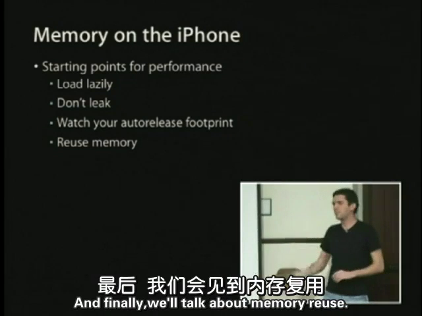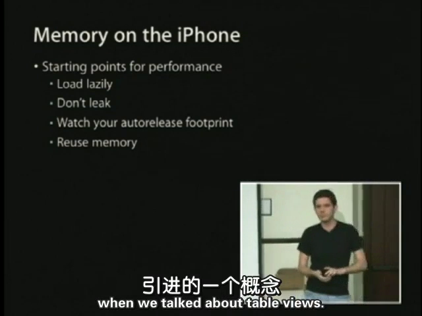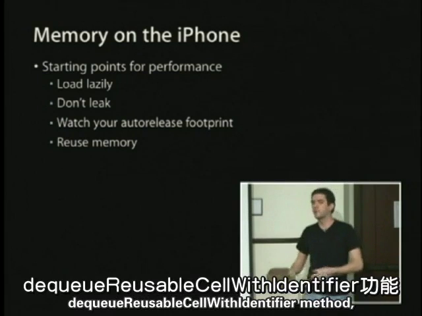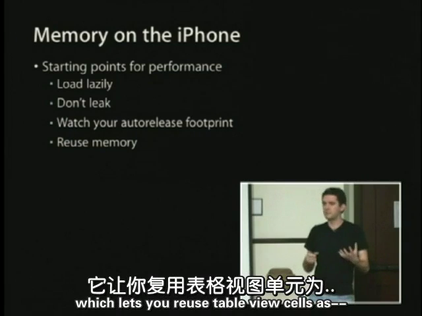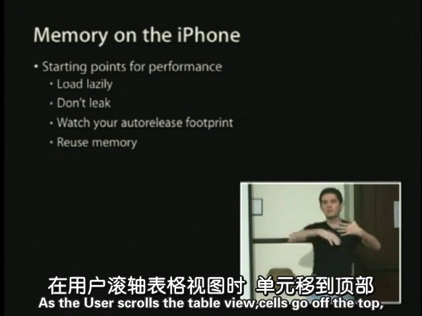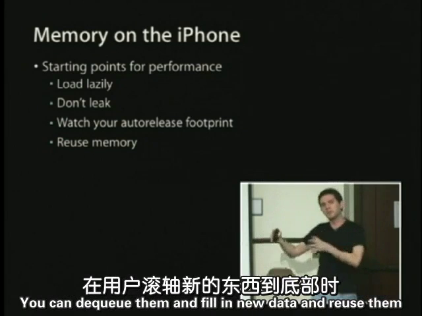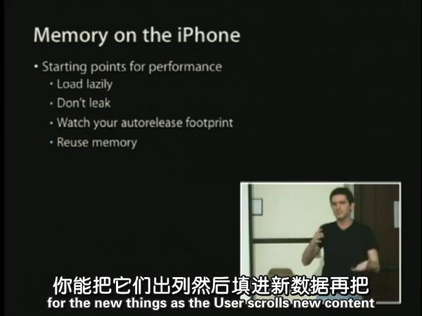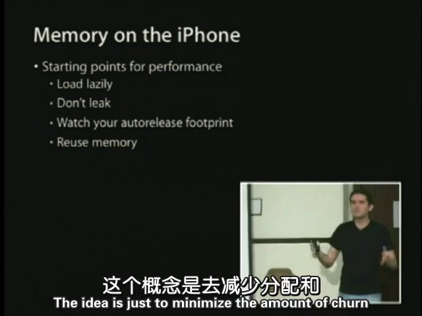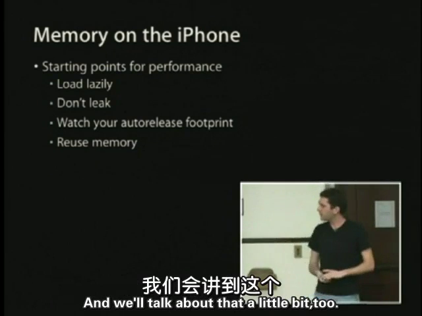And finally, we'll talk about memory reuse. This is a concept that we introduced a little bit when we talked about table views. Table view actually has this dequeue reusable cell with identifier method, which lets you reuse table view cells. We talked about it a little bit. As the user scrolls the table view, cells go off the top, they get pulled out and put into the reuse queue. You can dequeue them and fill in new data and reuse them for the new things as the user scrolls new content in on the bottom. The idea is just to minimize the amount of churn with allocating and releasing objects, and we'll talk about that a little bit too.